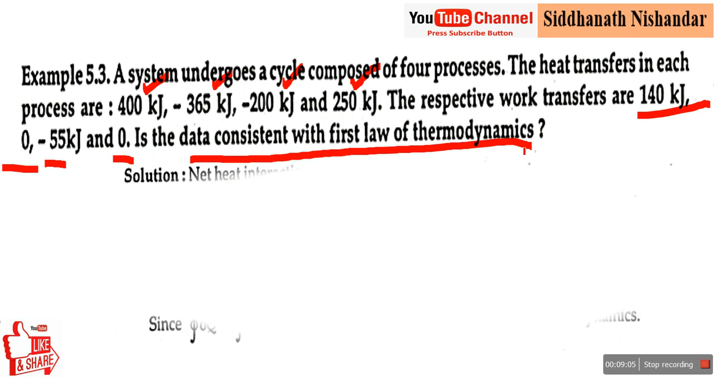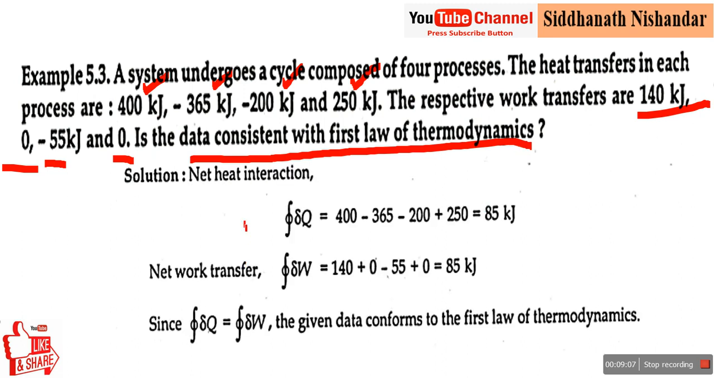It's very simple. First, we take the summation of all Q's, we get 85 kilojoule. Similarly, when I take the summation of W, it is again 85 kilojoule. Since the cyclic integral of heat and the cyclic integral of work are the same, it justifies the first law of thermodynamics. The given data conforms to the first law of thermodynamics.